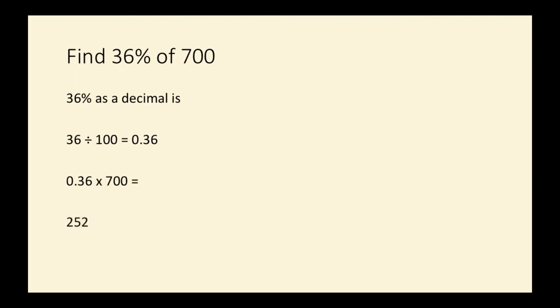Why don't you pause the video and have a go at this one? Okay, so if you paused the video and had a go, let's look at this then. So 36%, you should know by now, it's 0.36 as a decimal. Again, if you can't remember that, percent just means out of 100, so it might just give you a clue to divide it by 100 to give you the decimal. And we'll just do 0.36 times 700, and that will give us 252.